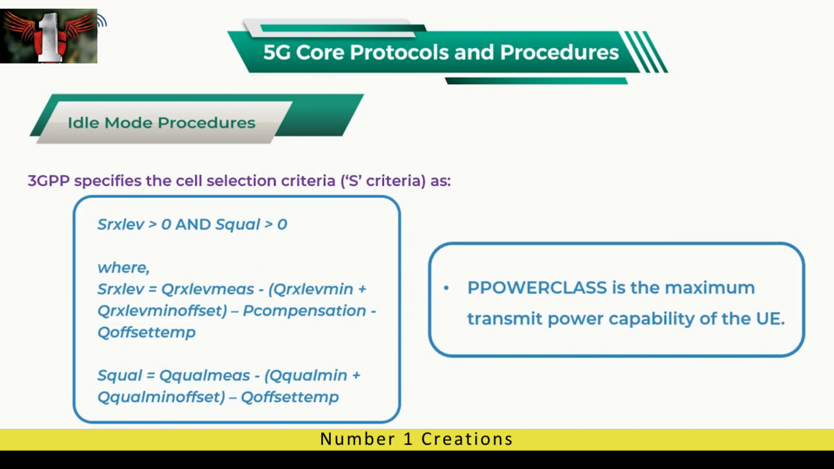UE which have a transmit power capability less than PEMAX1 may not be able to establish a connection at cell edge. In that case, P compensation is used to make the S criteria more stringent to avoid those UE camping on the cell at locations where they cannot establish a connection.